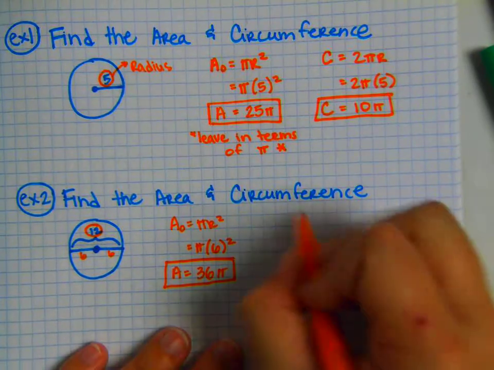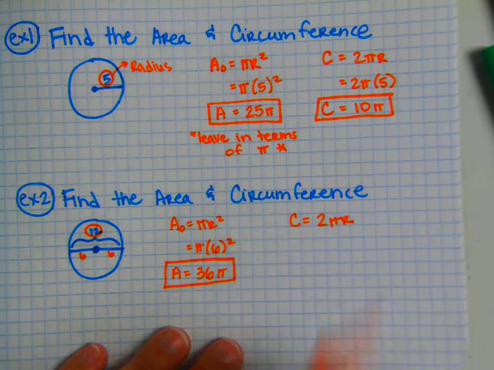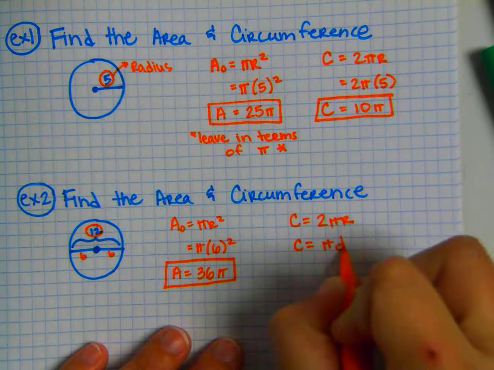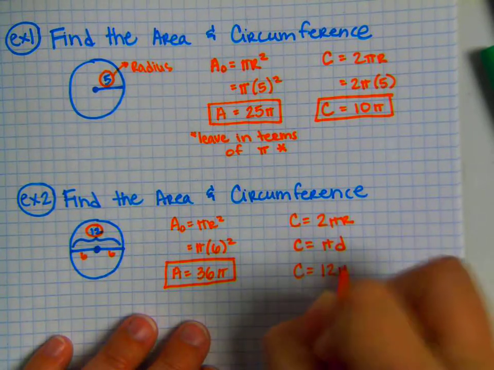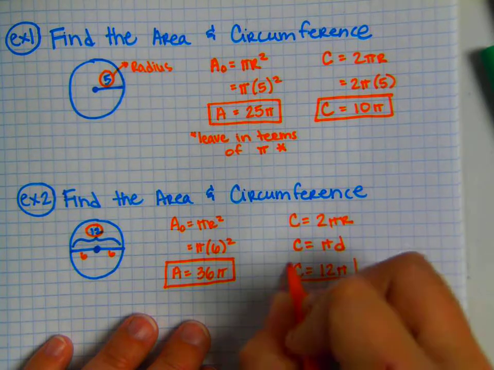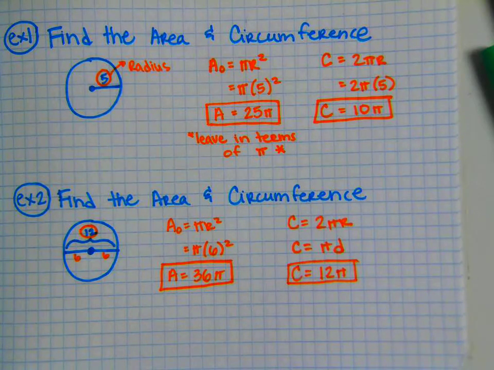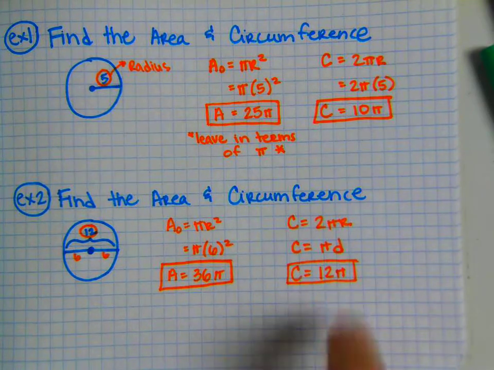And then the circumference, which is 2 pi r, but remember we have that other one, we could use pi d, because we're given the diameter. That's just going to be 12 pi. Now you could use the radius as well. You plug in 6, 2 times 6 is 12. It's the same thing. Either way, you're going to get the same answer, but just so you can see that if you're given the diameter, you can just plug it in and that'll be your answer.